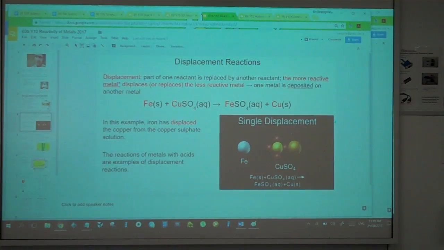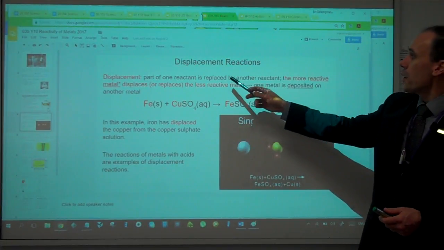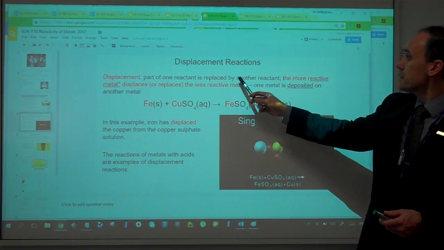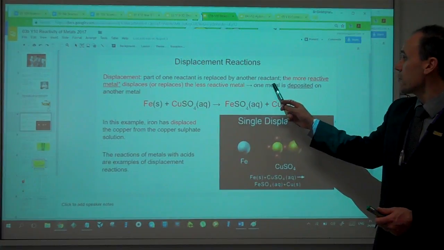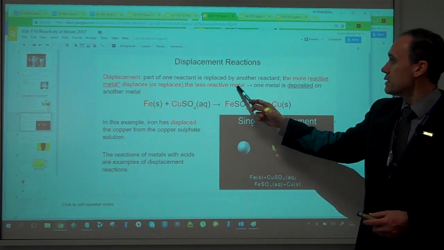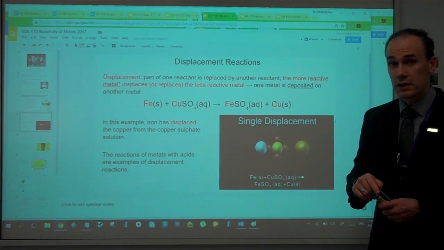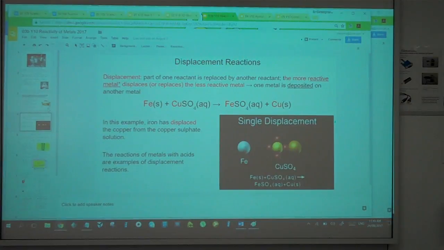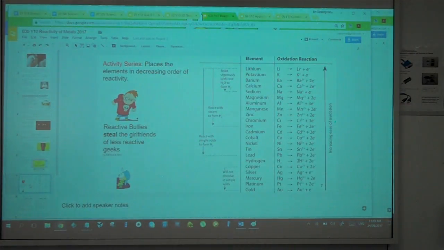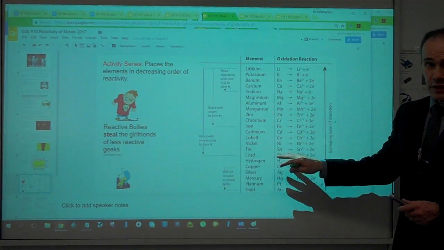The second point is, what type of reaction is this? Displacement reaction, where one reactant is replaced or displaced by another reactant. The more reactive metal displaces the less reactive metal. You will be given an activity series. Do you know what an activity series is? Do you know what it is? That's an activity series. Something like that. You just need to interpret that.